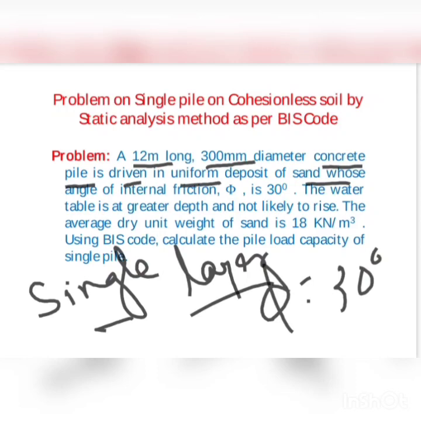calculations of pile. The average dry unit weight of sand is 18 kilonewton per meter cube. So we denote it as gamma. It is given as 18 kilonewton per meter cube. Using the BIS code, calculate the pile load capacity of the single pile.